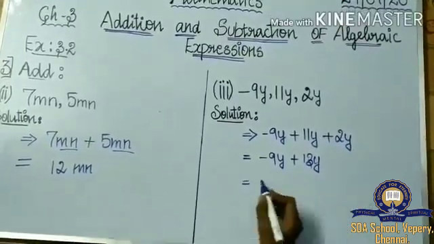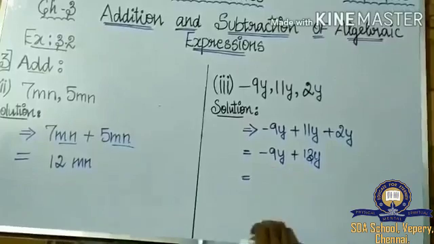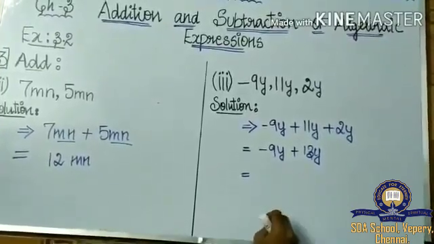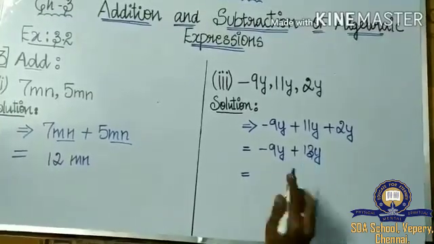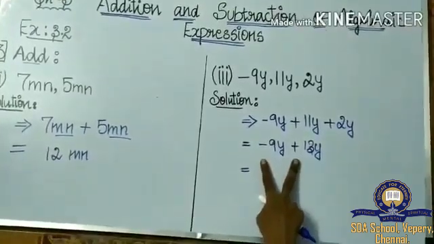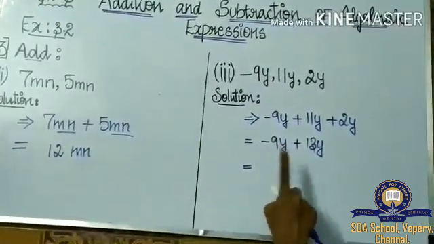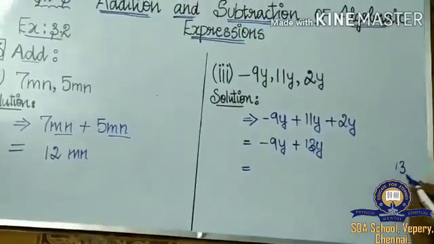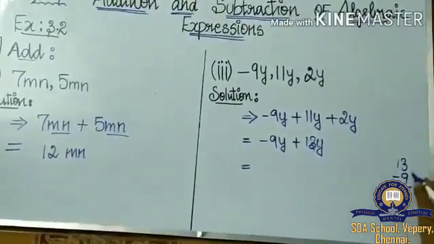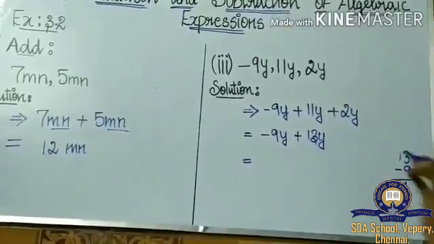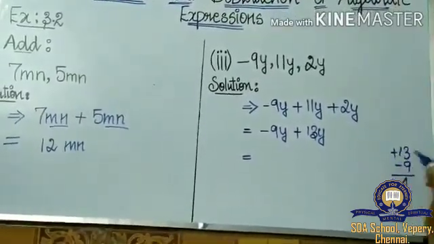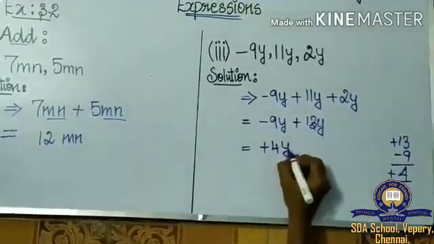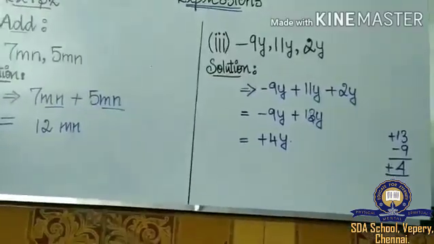The third step: here we have different signs. We already learnt in chapter 1 how to add different signs in addition of integers, right? When we have different signs, the formula is subtract and put the greater number's sign. So we subtract: 13 minus 9, we will get 4. Subtract and put the greater number's sign, so here we have plus. So plus 4y. Are you clear, students?